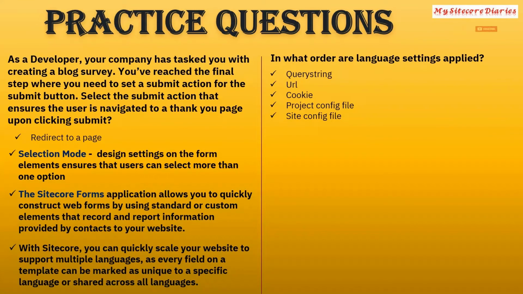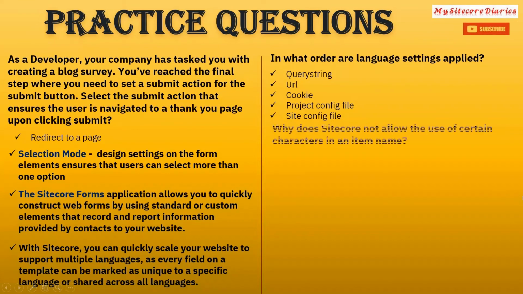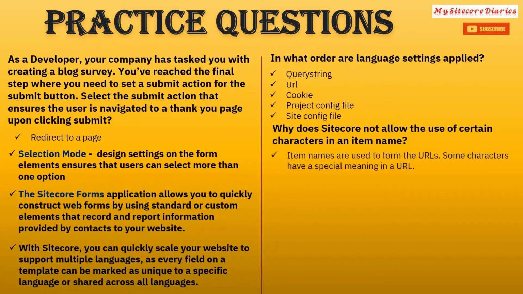So this is the order in which languages get supplied. Why does Sitecore not allow the use of certain characters in the item name? There are some characters you cannot use in the item name. Why is it so? Because item names are used to form the URL.